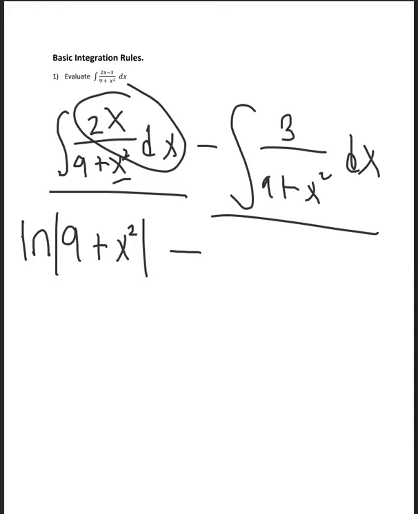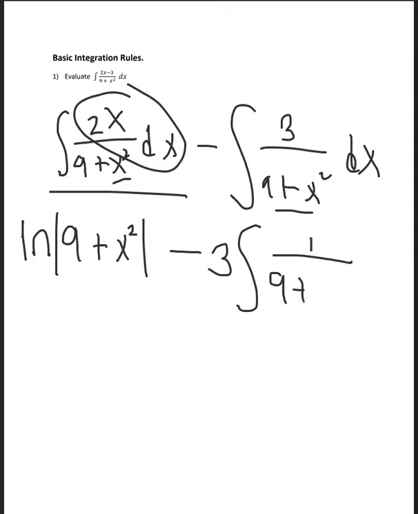Okay, so now the second one. Notice how the derivative again of the bottom is 2x, but what we have here is a 3 dx. More specifically, I'm going to move the 3 on the outside just so that it's a little less convoluted: 3 times the integral of 1 over 9 plus x squared dx. So the derivative of the bottom, 9 plus x squared, is 2x. It's nowhere in the problem.